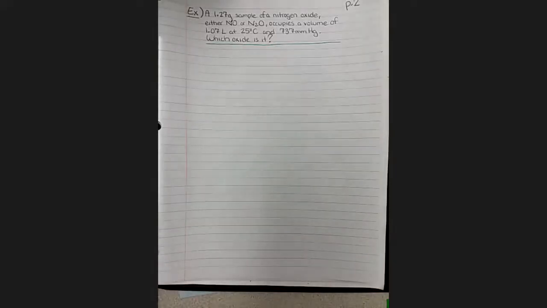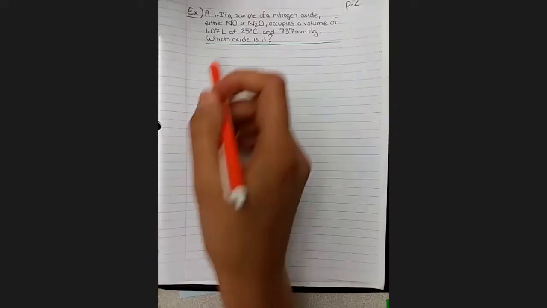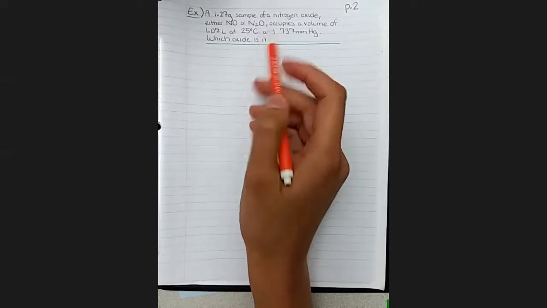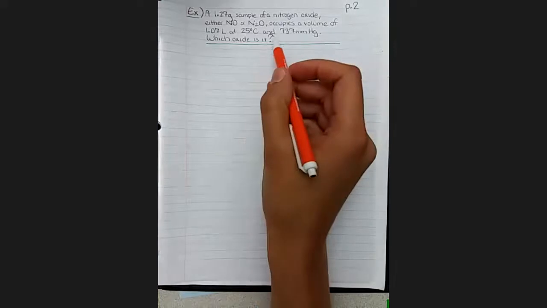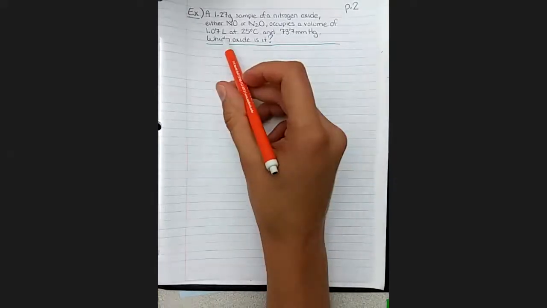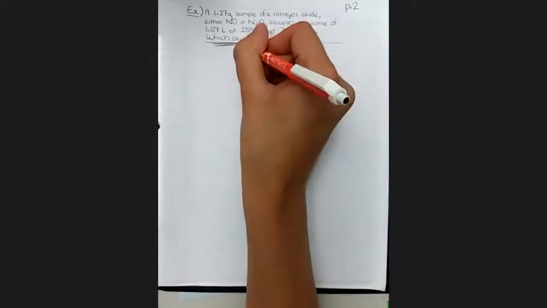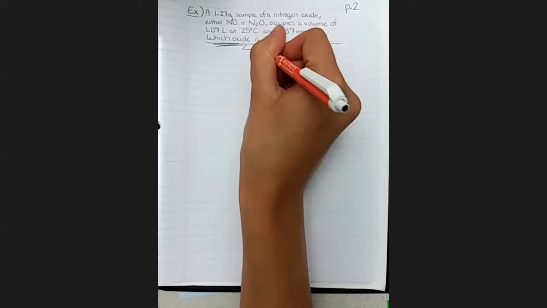So here's an example problem, and it says we have 1.27 grams of nitrogen oxide, but we don't know which nitrogen oxide. It could be NO, or it could be N2O in the balloon. So we have to figure out what the identity is. It has a volume given, and its temperature, and its pressure, and it wants to know which oxide it is.